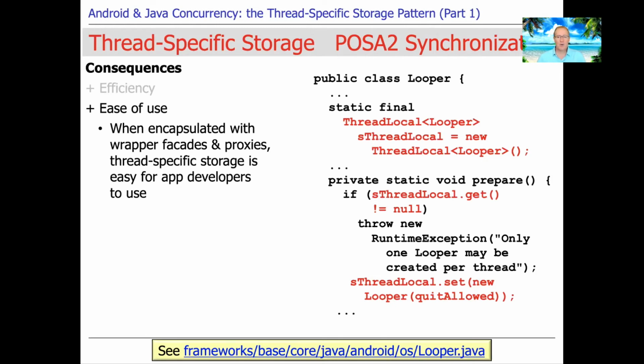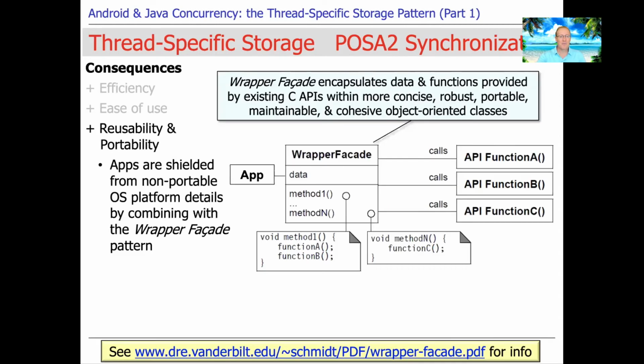But basically what we're doing is we're making ourselves a thread local object, and then that gets initialized in the prepare hook. And so we're only allowing one object within the looper, and we check to see if it's already been set. We throw an exception if we're trying to have more than one looper in a thread.